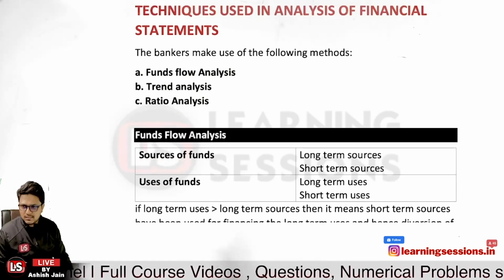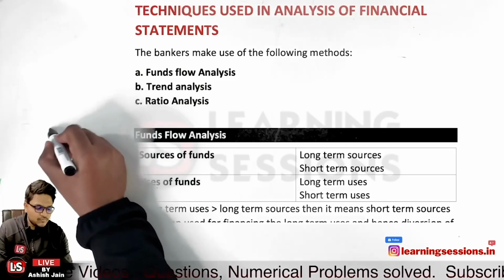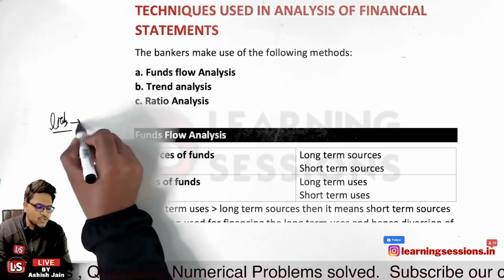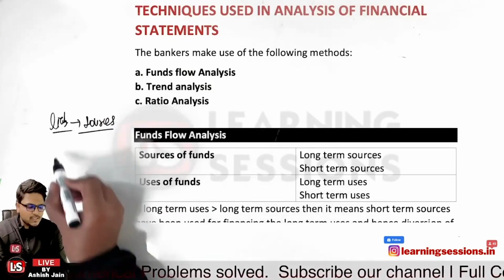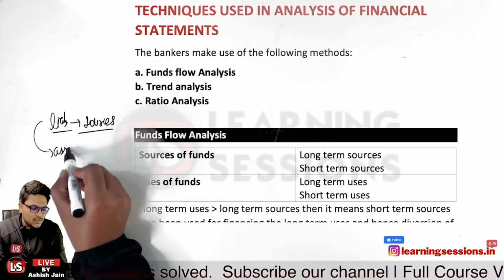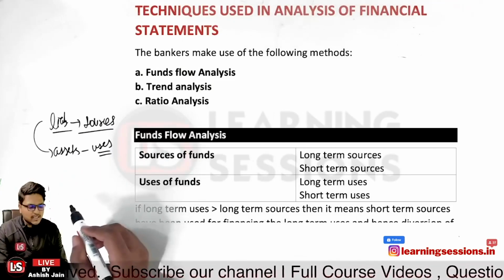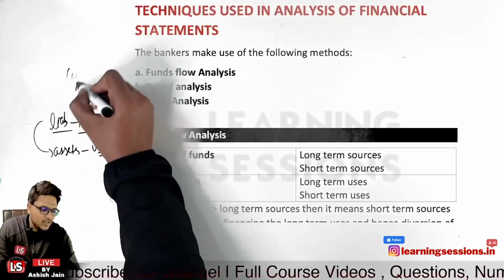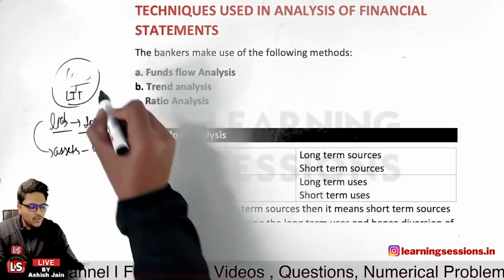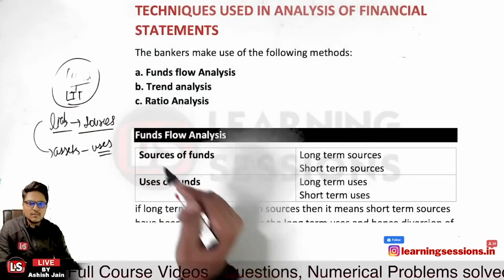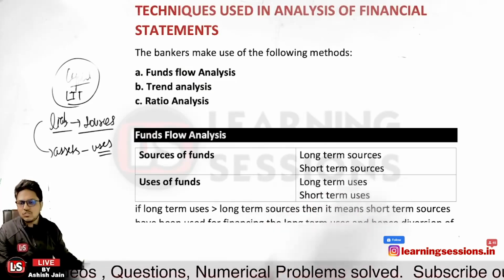In fund flow analysis, let me tell you one thing. I already told you that liabilities are what? Liabilities are our sources of funds, and the assets are uses of funds. Further, I told you that in liabilities we have the capital and the long-term liabilities. These are long-term sources of funds.